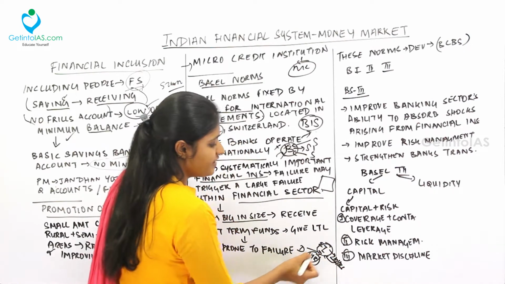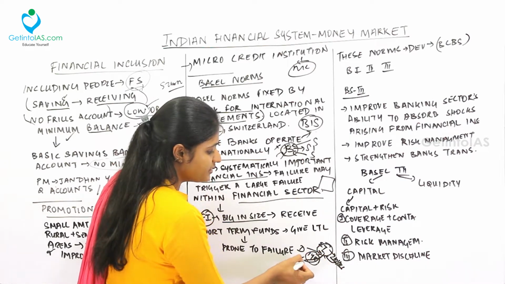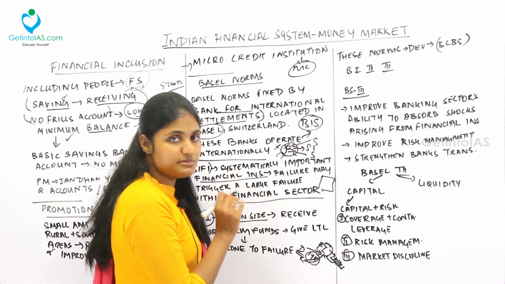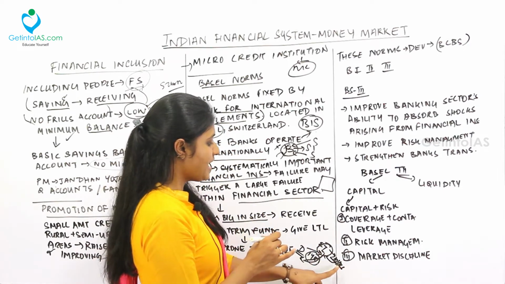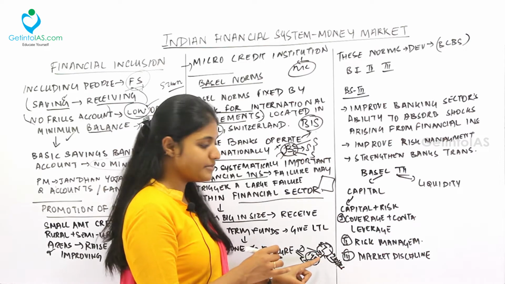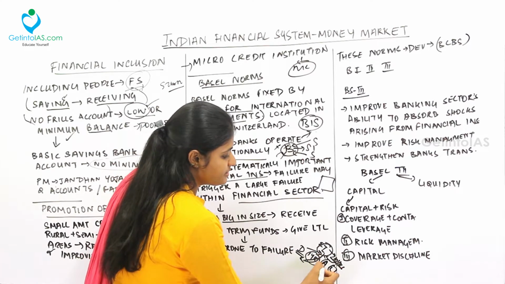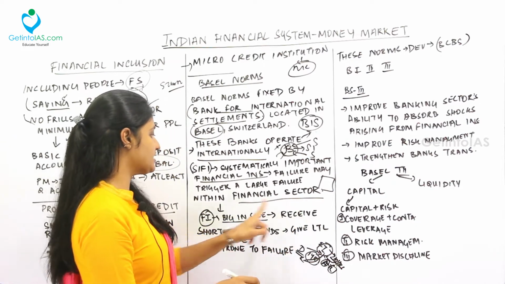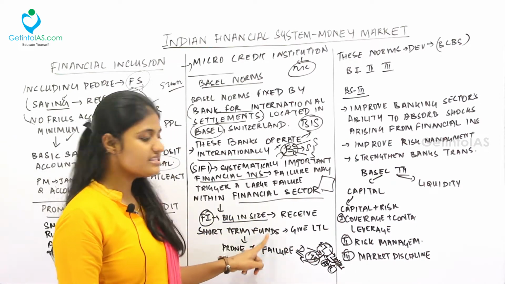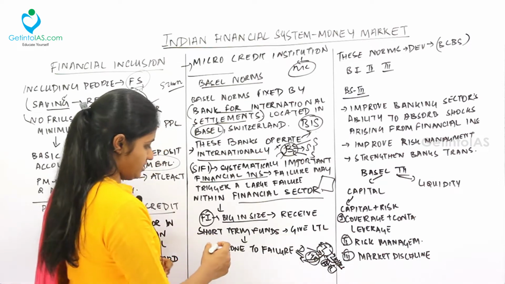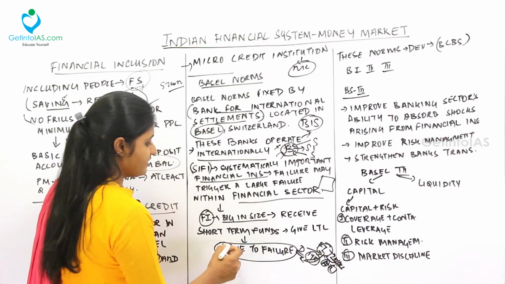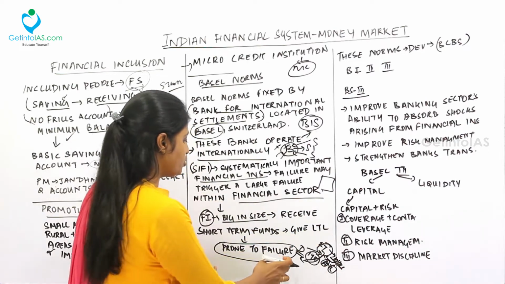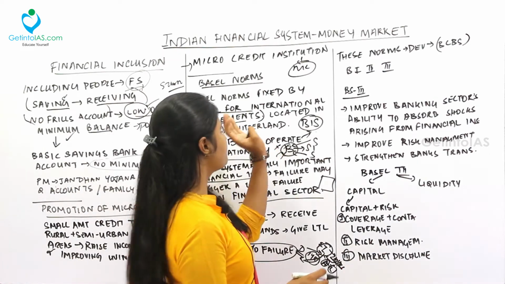Before that itself, this financial institution should pay whom? This depositor. It should pay me. So there is an asset liability mismatch. The asset is the loans given and the liability is the deposits taken from me. So there is an asset liability mismatch. So this is called what? A big institution. Normally it is big in size, they receive short-term funds and give long-term loans. So these are prone to failure. When they receive short-term funds and give long-term loans, they are prone to what? Failure.